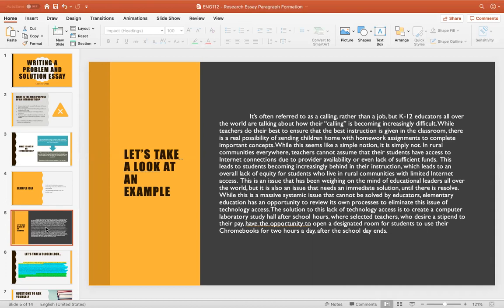While this is a massive systemic issue that cannot be solved by educators, elementary education has an opportunity to review its own processes to eliminate this issue of technology access. The solution to this lack of technology access is to create a computer laboratory study hall after school hours where selected teachers who desire a stipend to their pay have the opportunity to open a designated room for students to use their Chromebooks for 2 hours a day.